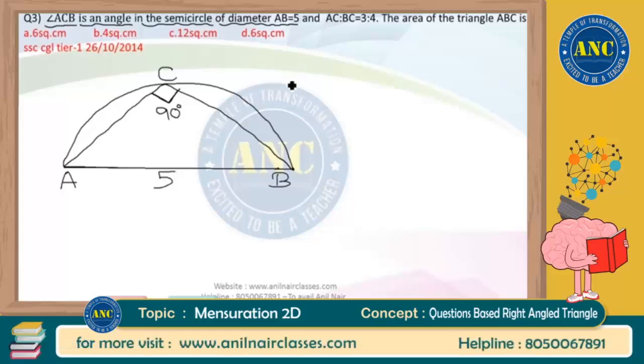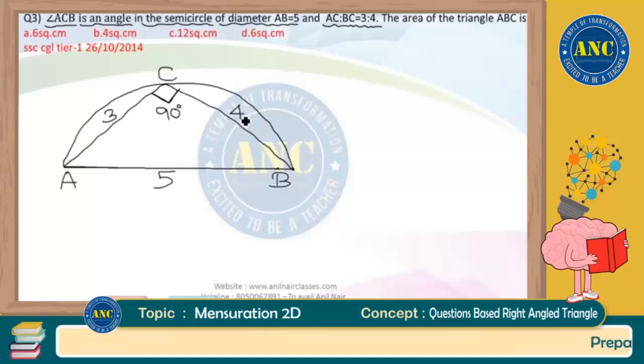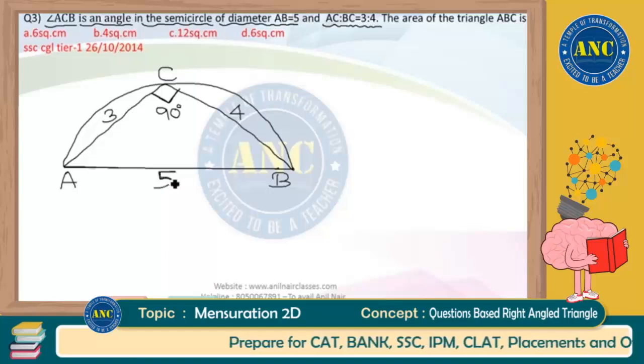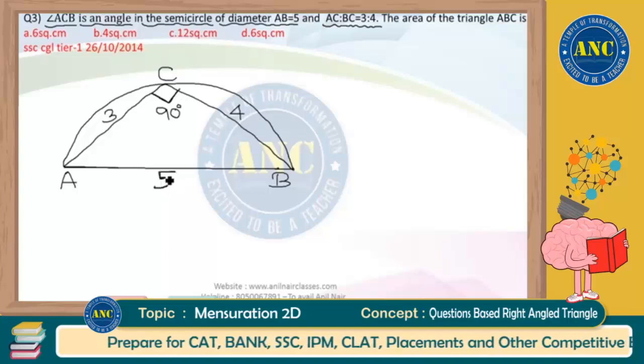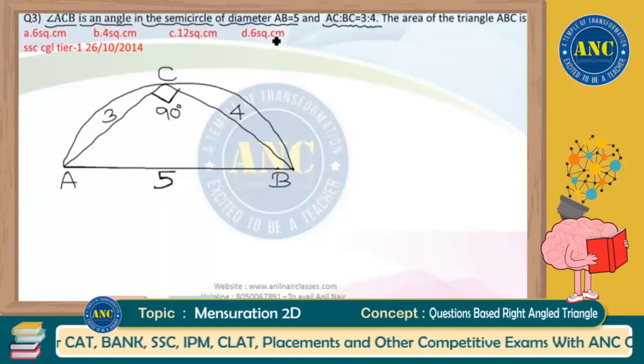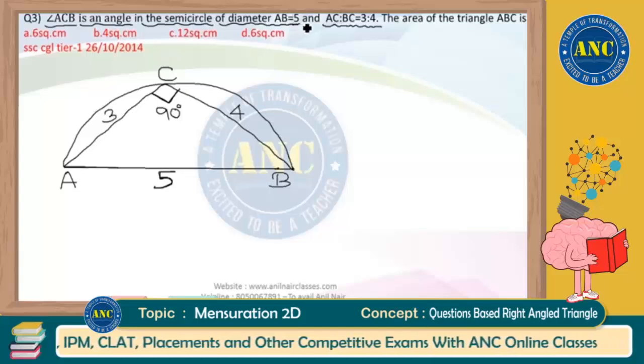And it is also given in the question that AC is to BC is 3 is to 4. AC is 3, BC is 4. Sir, it is 3 is to 4, it can be 6 is to 8 also. 6 is to 8 is nothing but 3 is to 4 itself. Why are you taking 3 and 4 itself? Because this hypotenuse is 5, which is given in the question as AB equal to 5.